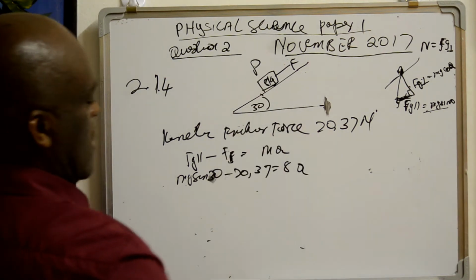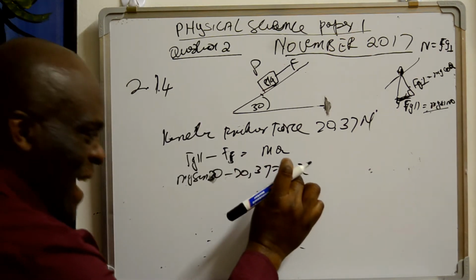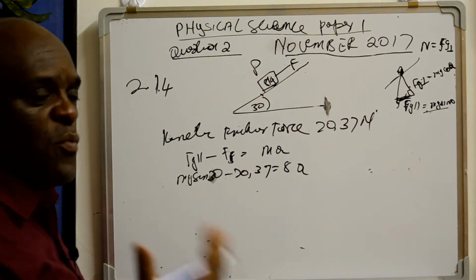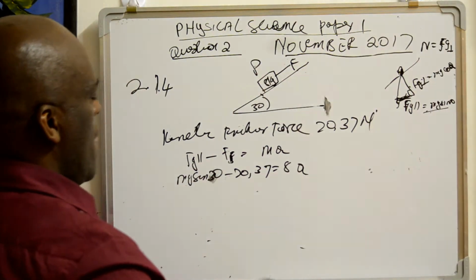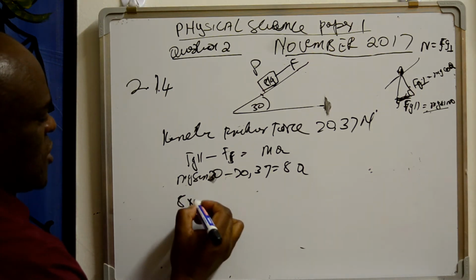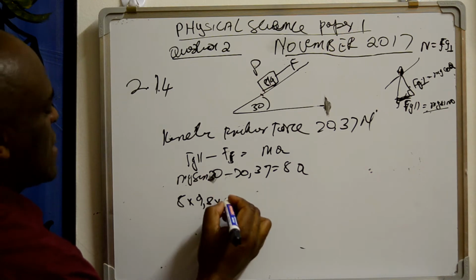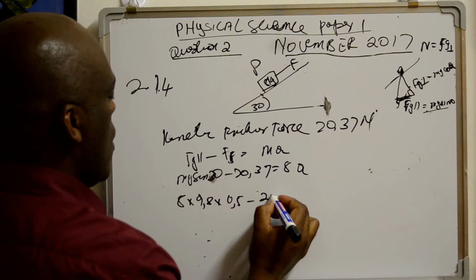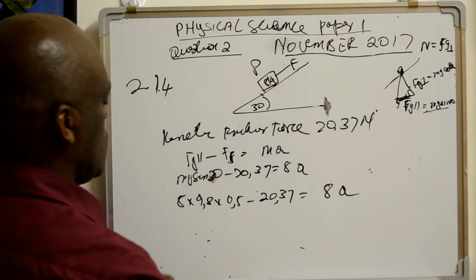What is my mass of the block? It's 8. According to the statement 2.14, my acceleration is not equal to 0. It was equal to 0 in the previous example 2.13, while the force was being applied upwards. Mass is 8 times, what's my g? 9,8. Sin 30 is half, 0,5. Minus 20,37 is equal to 8 times acceleration.